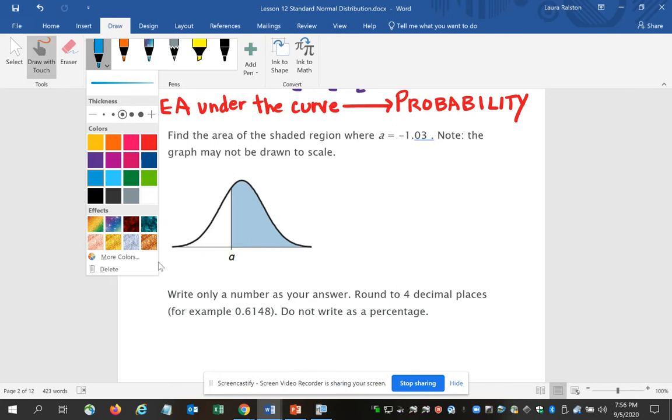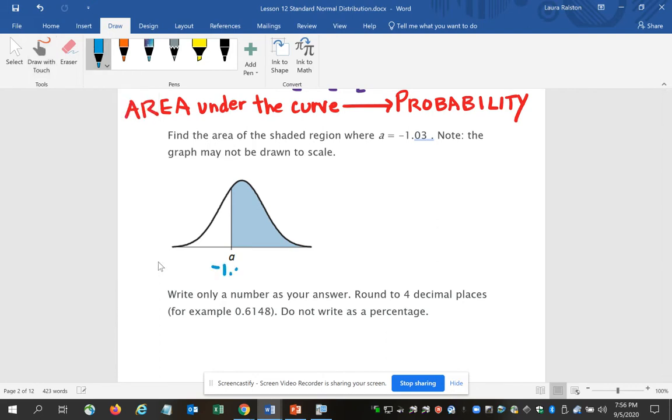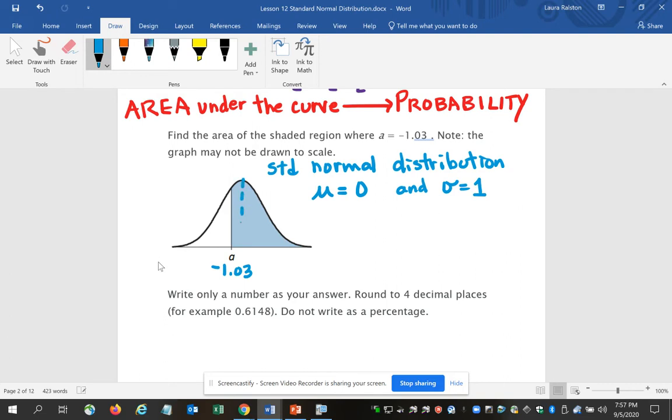Now I have to assume, since this particular question is in lesson 12, which is about the standard normal distribution, that this drawing is a drawing of the standard normal distribution, and that my mean, by definition, is 0 and the standard deviation is 1. And I don't particularly care for this drawing because they didn't label the mean. Normally with a normal distribution, you would label the mean, and our mean in this case is 0.